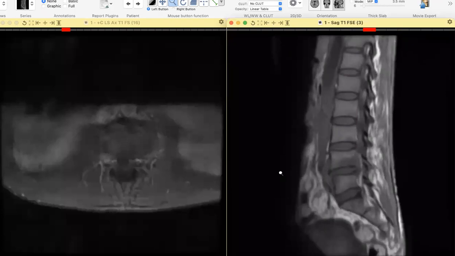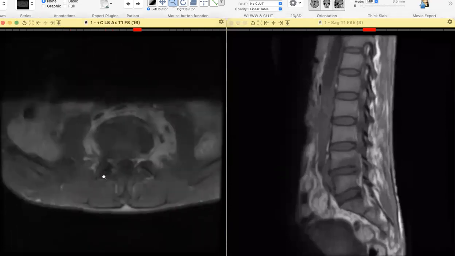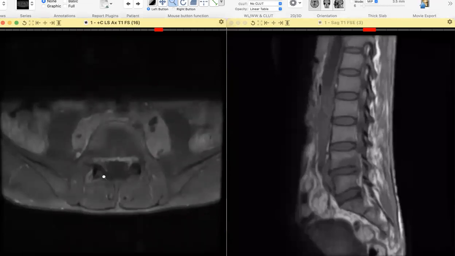What do you think the organism is in this case? Tuberculosis. Why tuberculosis? Because there is anterior and posterior subligamentous extension with the paravertebral small abscesses. Yeah, but generally, if there is psoas abscess and there's spread over multiple levels, then that would make the diagnosis more favorable towards tuberculosis.